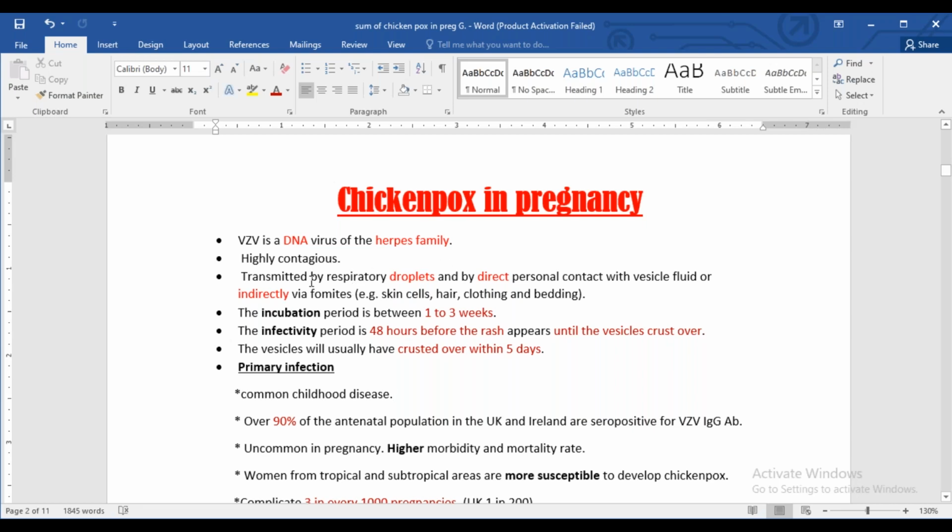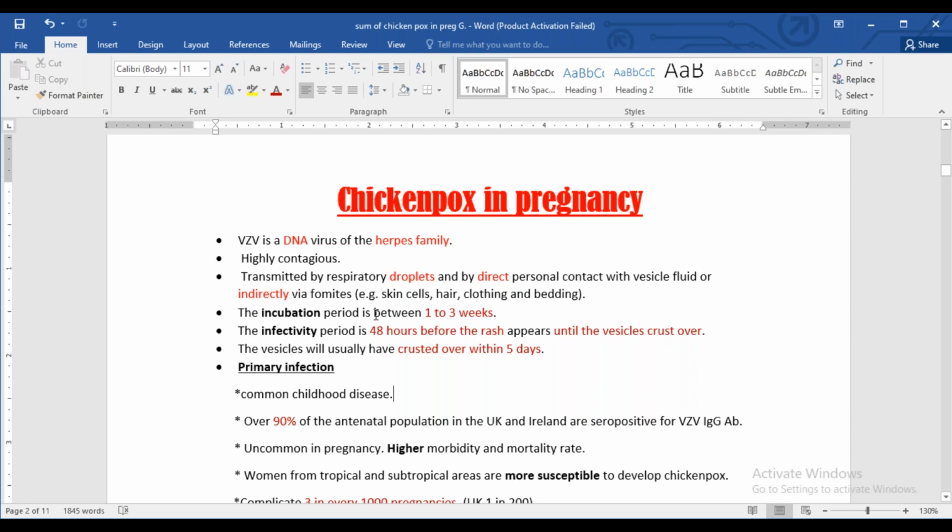Usually the virus is transmitted by respiratory droplets or by direct contact with an infected person, especially with the vesicular fluid of the rash, or indirectly through fomites. So the mode of infection is respiratory droplets, direct contact with the infected person, or indirectly via fomites.